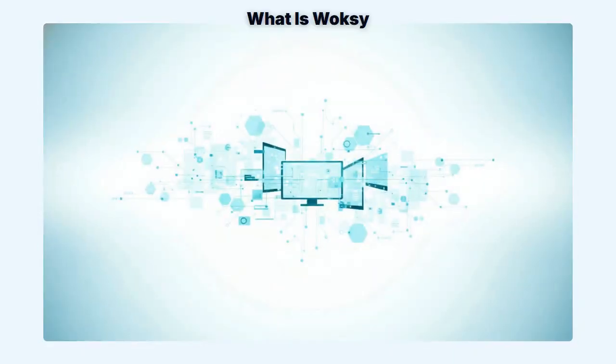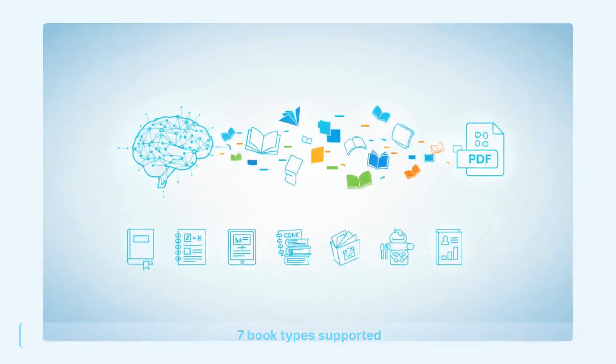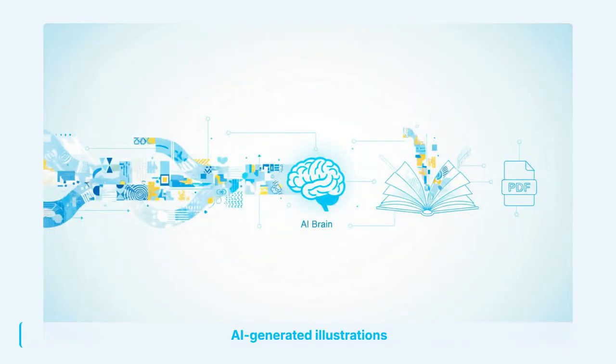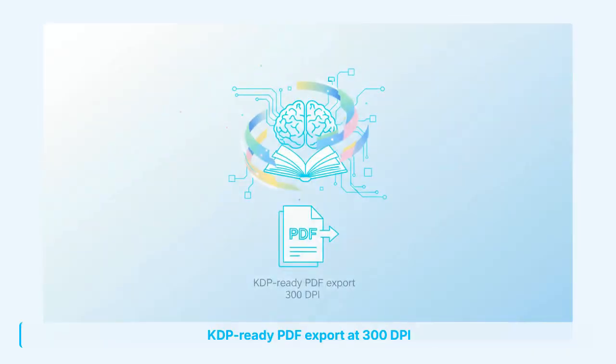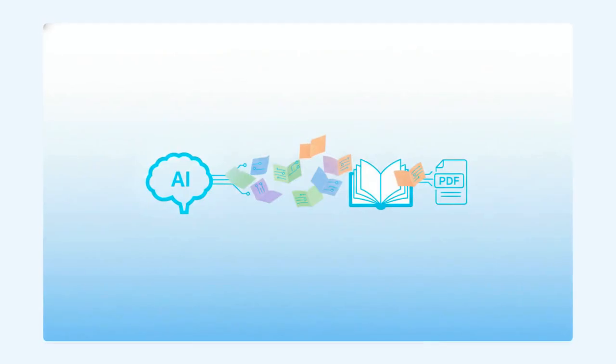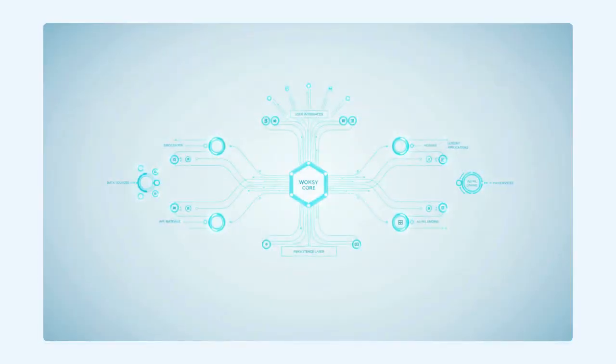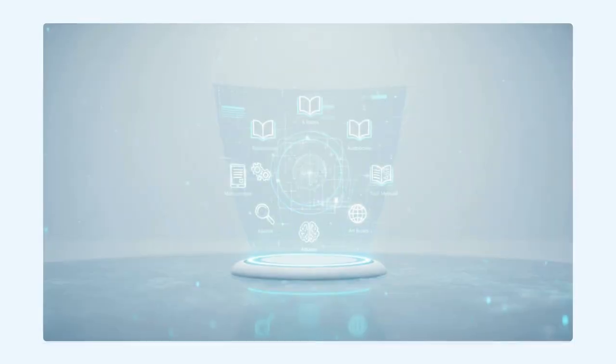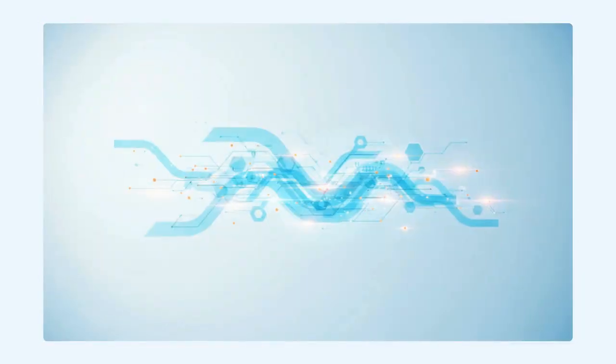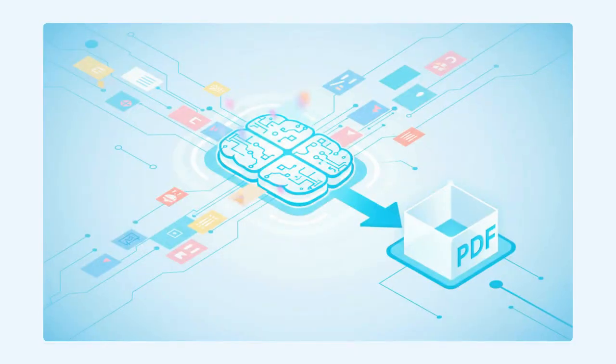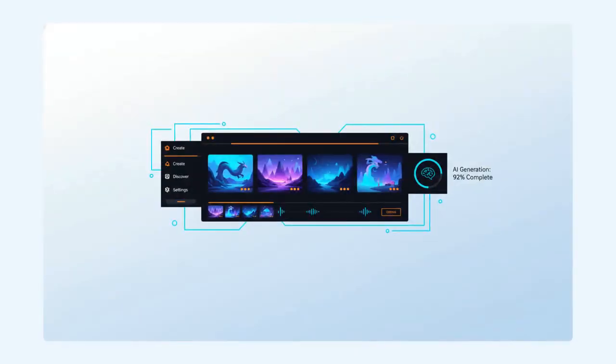Woksy is a full-stack AI book generator built for Amazon KDP publishers. Pick a book type, fill out a wizard, and the AI generates every page with illustrations and text. You edit in a Canvas editor, export as a print-ready PDF at 300 dpi with proper bleed margins, and upload straight to KDP. It supports 7 book types: kids' stories, coloring books, nonfiction, word search, trivia, Sudoku, and upload your own.